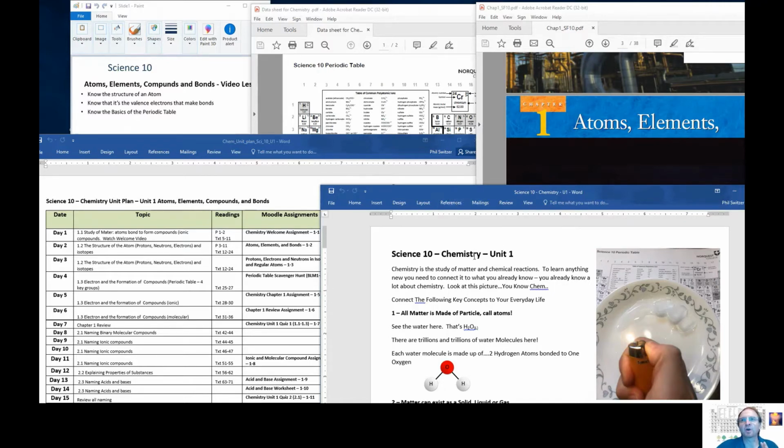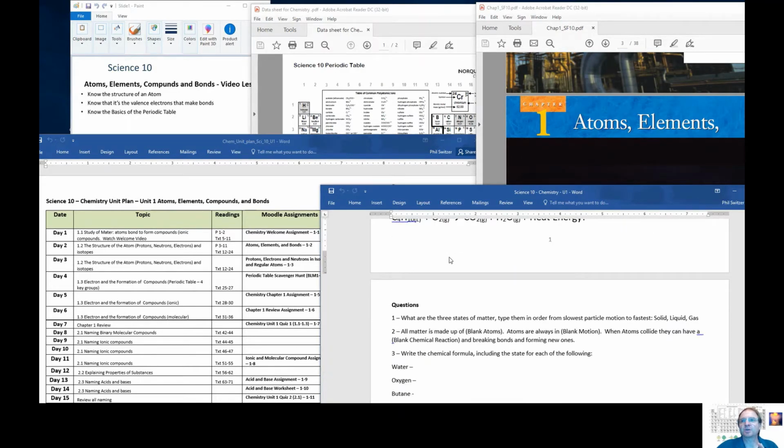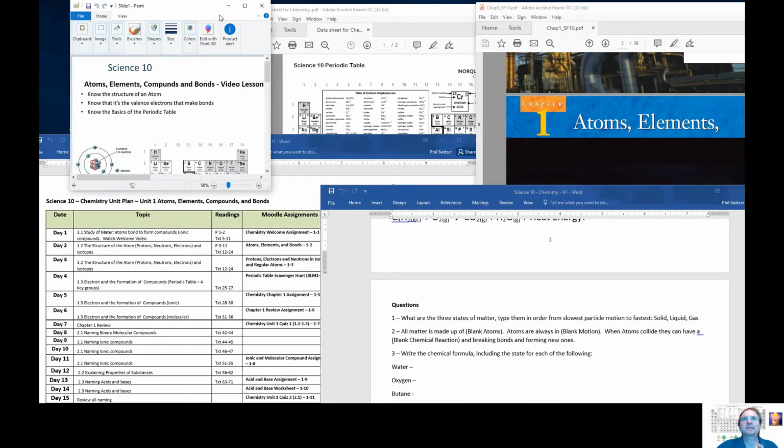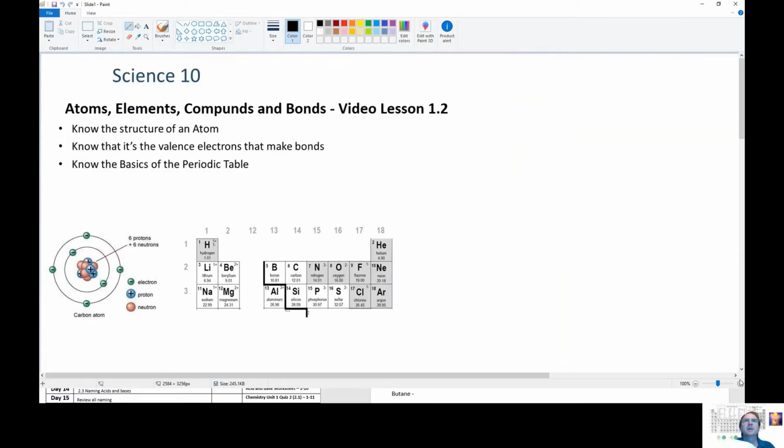And this is, again, you've already read this part here. In these lesson notes, there's of course questions that you need to be answering. But yeah, let's start with today's video. We're going to be looking at atoms, elements, compounds, and bonds. We need to know the structure of the atom. We've got one right here. We're looking at a carbon atom.